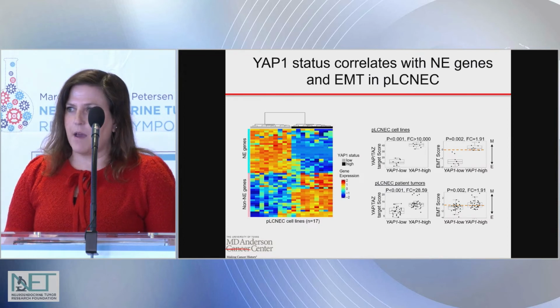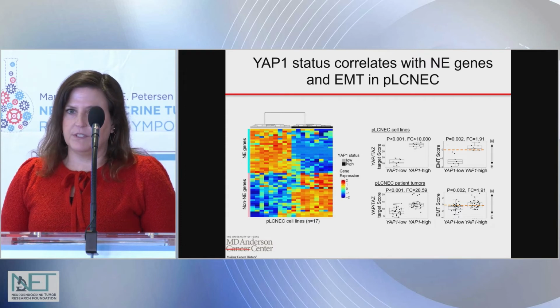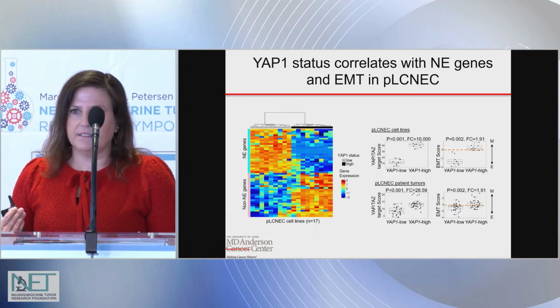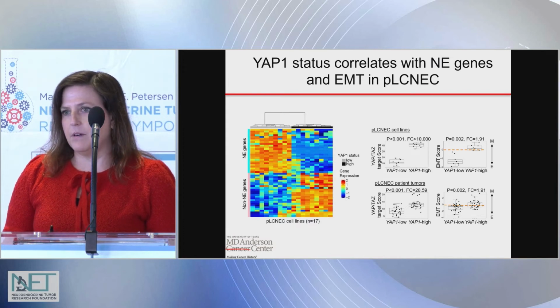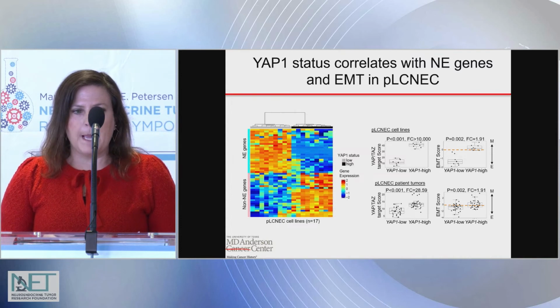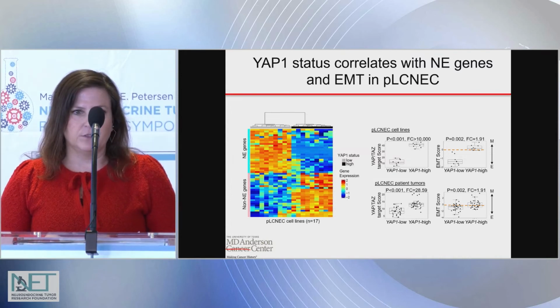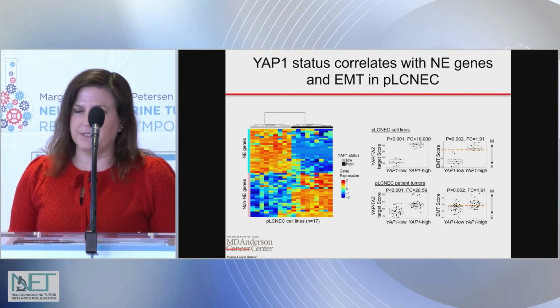Additionally, this YAP1 status, we've looked at a relationship to neuroendocrineness, EMT, and high YAP1 is consistent with lower neuroendocrine gene expression and also higher EMT score. And this has been looked at in both cell lines and in patient tumor samples. So high EMT means that they're more mesenchymal cells.